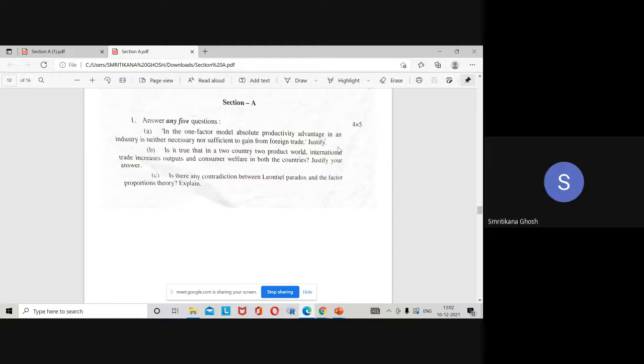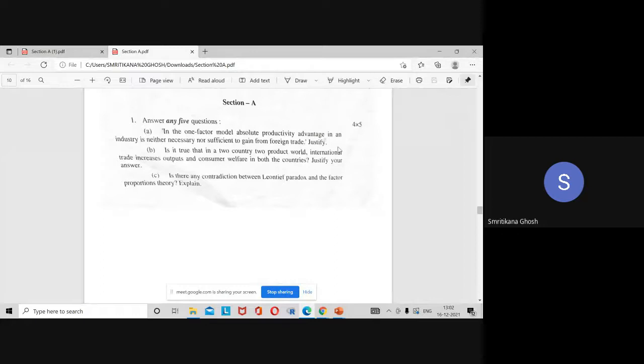Sure. Absolute productive advantage doesn't mean there will be gains from trade, because it may be possible that you have absolute advantage over all the production and there will be no trade. So there is no scope of gains from trade. So that is why absolute advantage is neither necessary nor sufficient. What we need is the comparative advantage concept. Is it true that in a two-country, two-product world, international trade increases output and consumer welfare in both the countries? Yes, this is the comparative advantage concept.